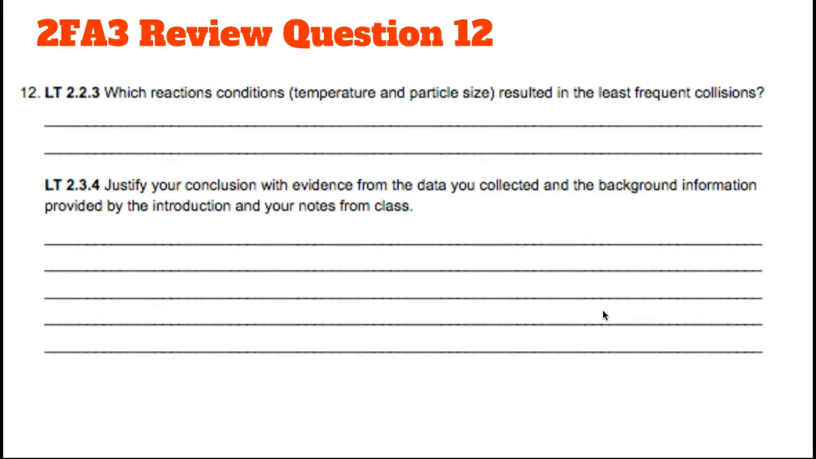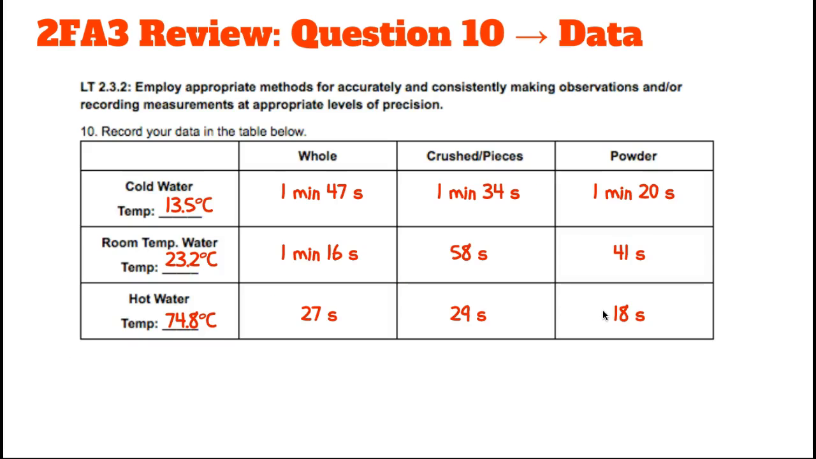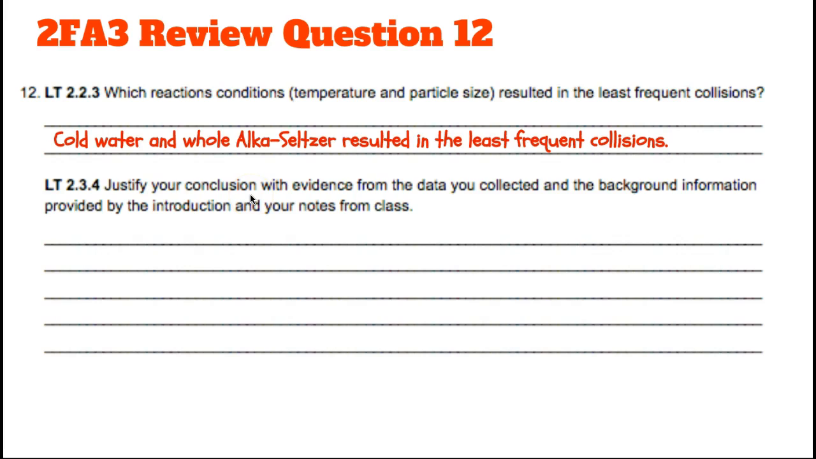So question 12 is very similar, except in the opposite direction, because it asked which one would have the least frequent collisions. So the most was the shortest time, so the least would be the longest time. So if we look at our data, the longest time that we got was our whole, meaning our uncrushed piece, and in the cold water. So our conclusion would be cold water and whole Alka-Seltzer, so the large particle size, resulted in the least frequent collisions. And we know this based on our background information.